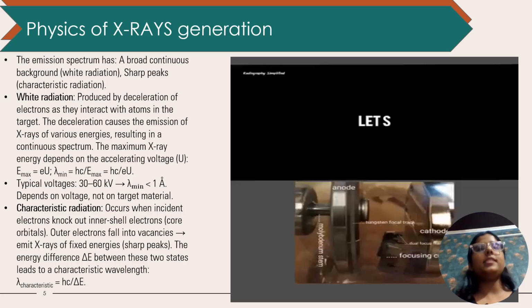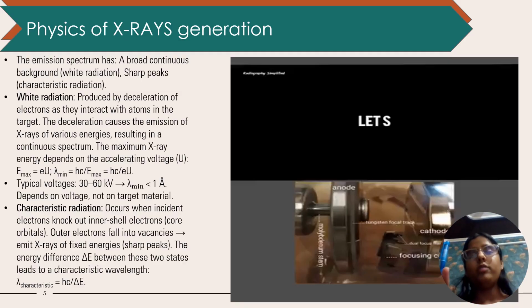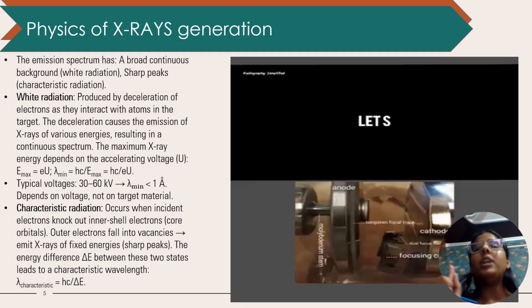Now let's discuss the physics of how X-rays are generated. The principle of generation of X-rays is to release electrons from a cathode, a tungsten filament, with high energy, which strike the anode surface and decelerate, and this is how X-rays are produced. This deceleration occurs in two ways, which give rise to two types of radiation. First, a broad and continuous background called white radiation, and second, sharp peaks called characteristic radiation.